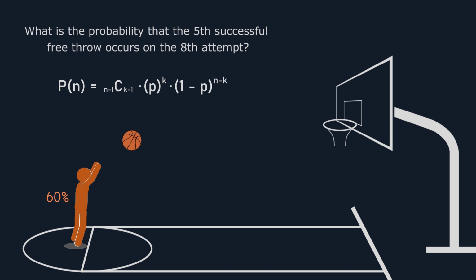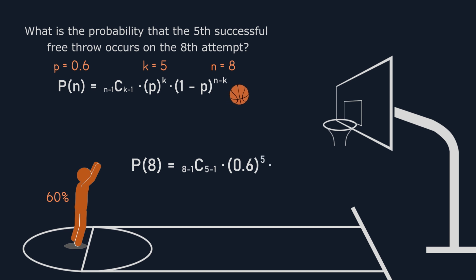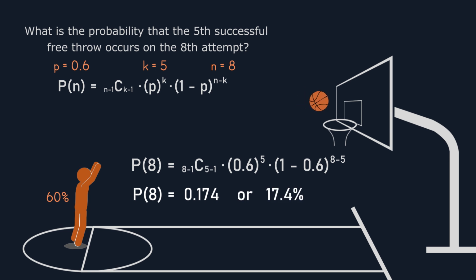The probability of success, p, is 0.6, since the player has a 60% chance of making a free throw. We want the fifth success, so k is equal to 5. The last success happens on the eighth attempt, so n is 8. The formula becomes 8 minus 1 choose 5 minus 1, multiplied by 0.6 raised to the power of 5, multiplied by 1 minus 0.6, raised to the power of 8 minus 5. Calculating all of these together gives us 0.174, or the probability that the basketball player makes his fifth successful free throw on the eighth attempt is about 17.4%.